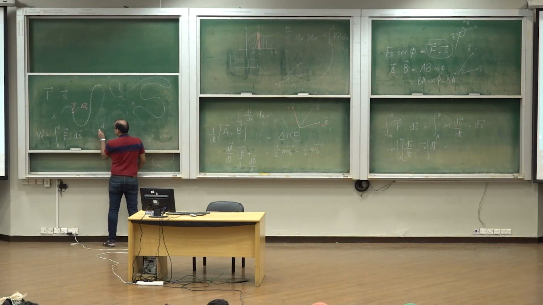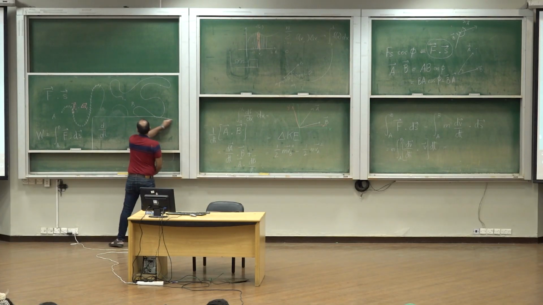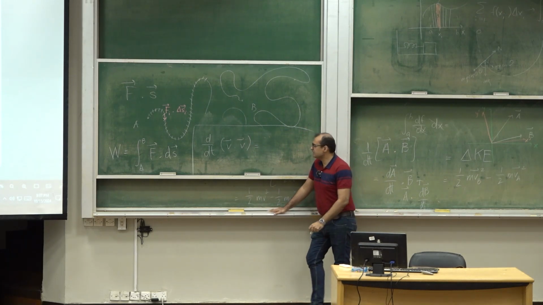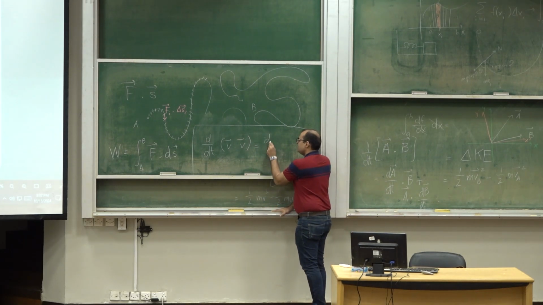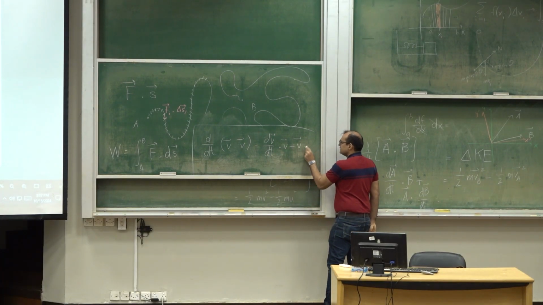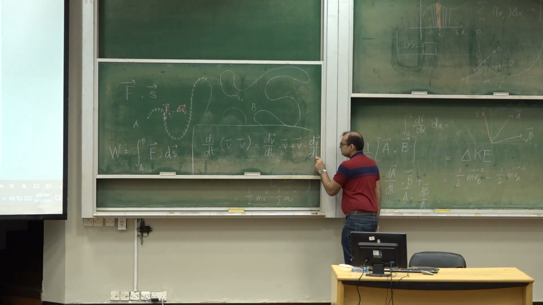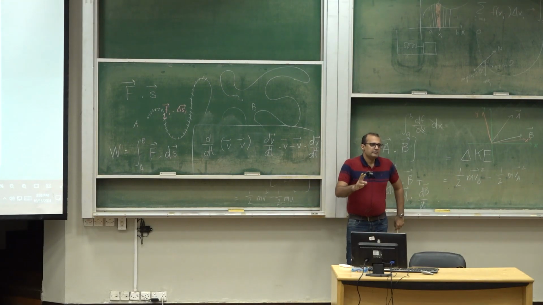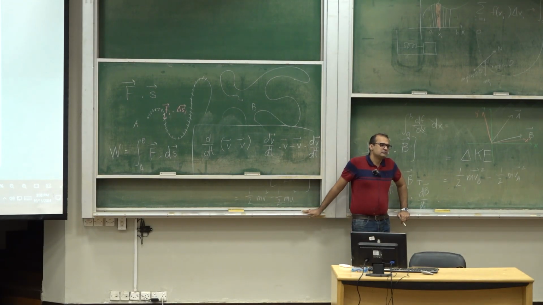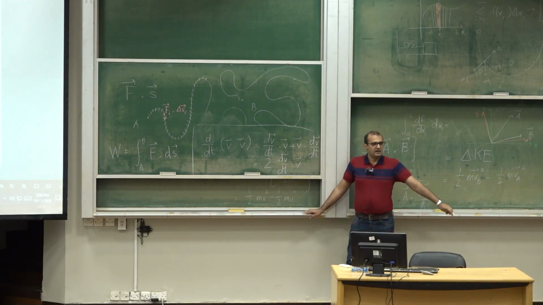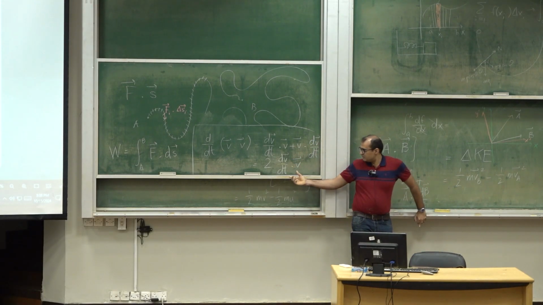If I look at d by dt of v dot v, what is this equal to? Using the product rule, this is equal to dv by dt dot v plus v dot dv by dt. Or in other words, this is equal to a dot v plus v dot a. But the order in the dot product doesn't matter. So this thing is equal to 2 dv by dt dot v. Now, do you recognize this?